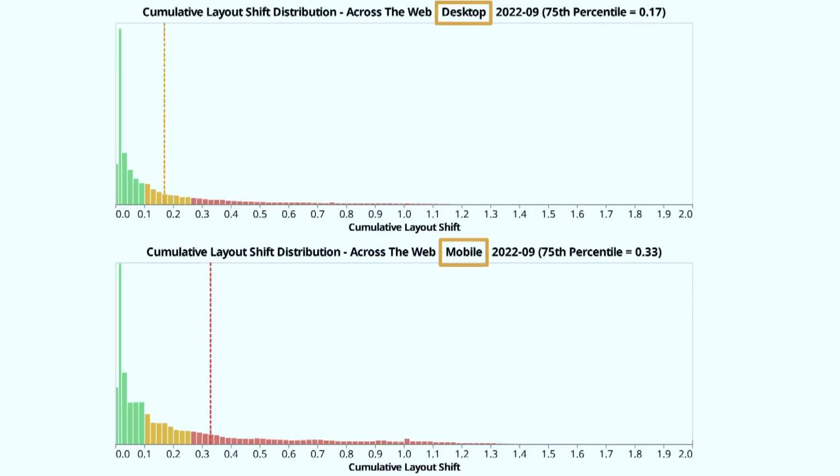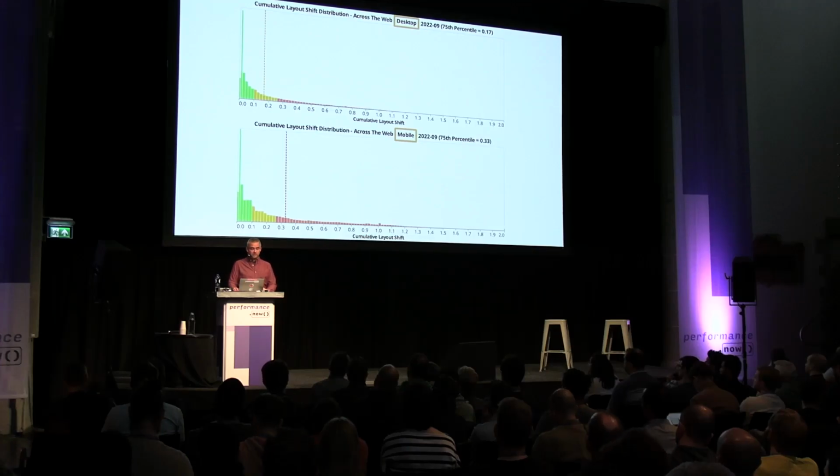So we can slice this data by other dimensions as well. We're going to take a look at desktop versus mobile, and we actually see quite a different experience. So we're going to stick in the world of 2022 now, as of last month. The top chart here is desktop user experiences. The bottom chart is mobile. And we can see that they're actually quite a bit different. Desktop is at about 75th percentile of about 0.17, and mobile is almost double that. So in general, mobile user experiences are getting way worse of a user experience.